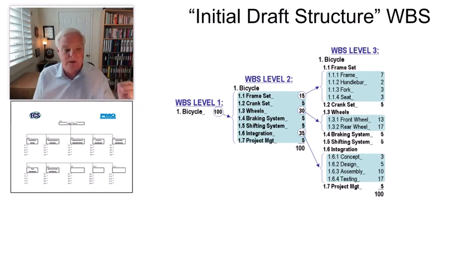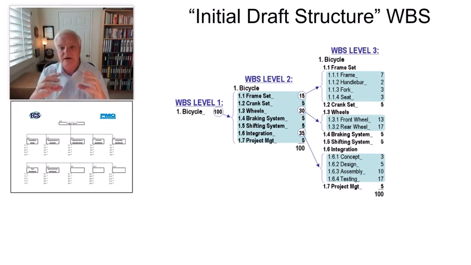You can see below each work package there's another indication number-wise of what you would want to add as far as tasks go. So you identify the major tasks underneath that work package, and then inside each task you can have subtasks. Over here on the bicycle example that we've got, you can see how easy it is to identify the bicycle, and then underneath the bicycle we jump into level 2. Under that, we then start to put the frame set, the crank set, the wheels, the braking system, the shifting system, the integration, the project management. All of those could be considered work packages.